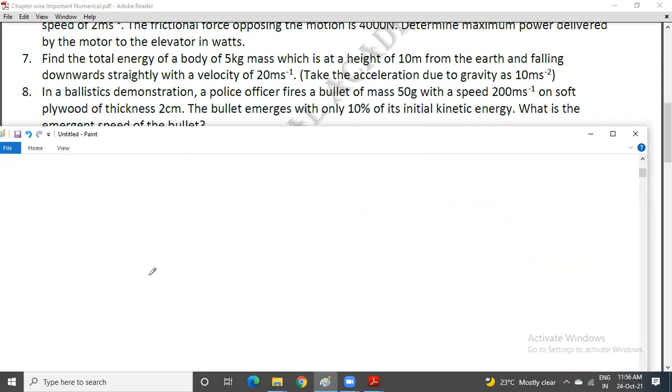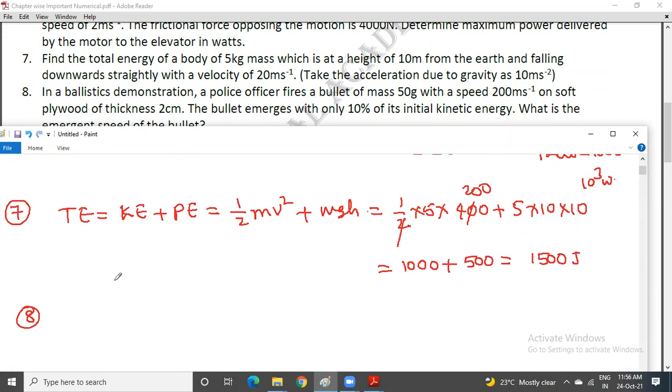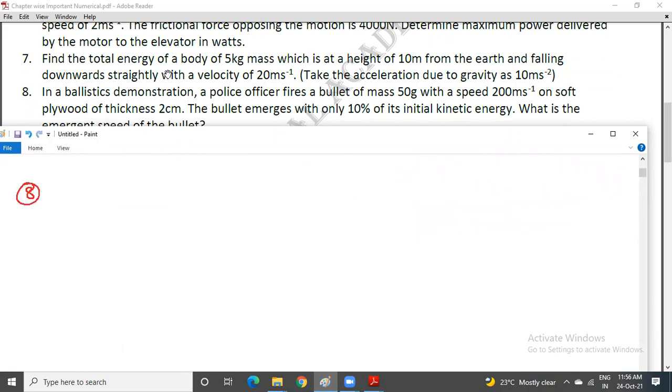Now let us move to the next question, that is in particular question number 8. So this one is 7th, 8th, right? In a ballistic demonstration, a police officer fires a bullet of mass 50 grams with a speed of 200 meter per second on a soft plywood.